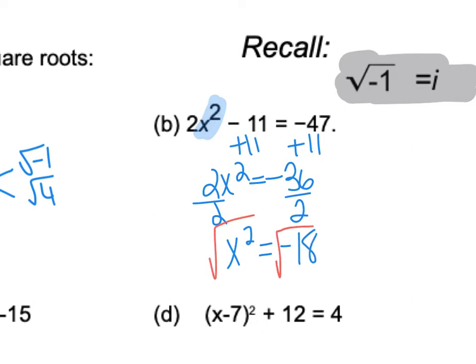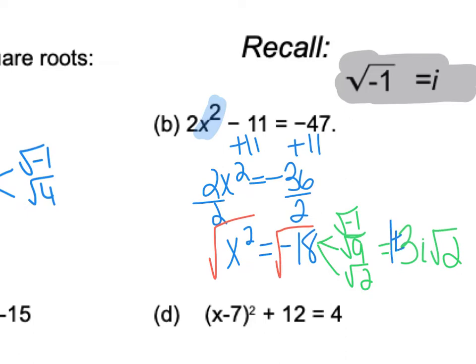And thinking about how I'm going to simplify that square root of negative 18, I'm going to take out the square root of negative 1, and I'm going to think of factor pairs of 18 that have a perfect square. 9 times 2, 9 is a perfect square, so I'm going to use the square root of 9 times the square root of 2. And I get the square root of negative 1 is i, the square root of 9 is 3, times the square root of 2. So I'm going to have 3i times the square root of 2, and of course I always need to have the plus or minus out in front.